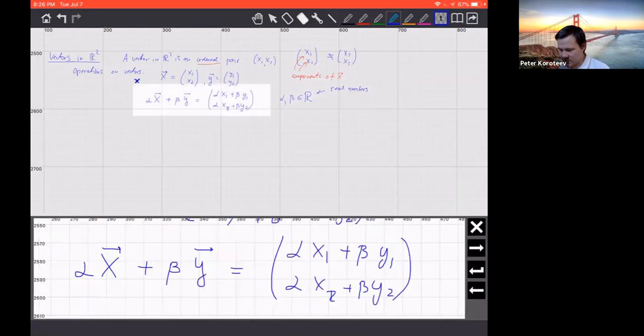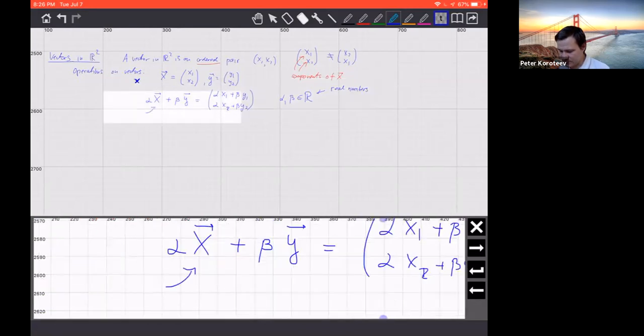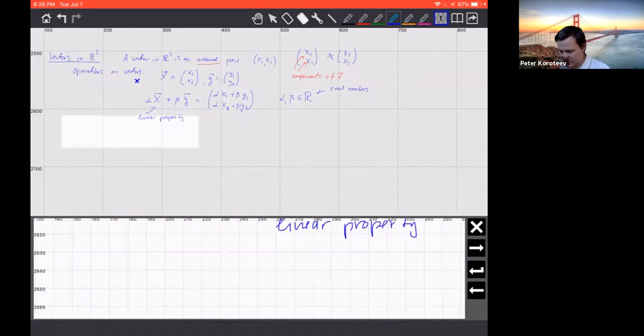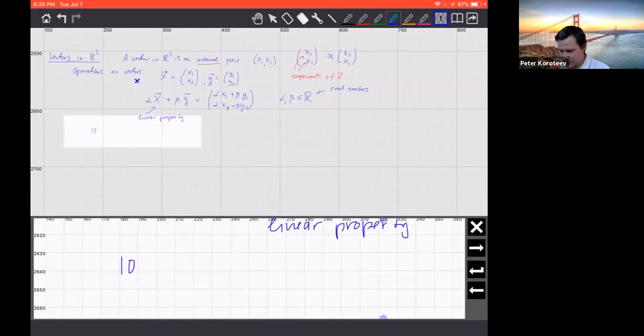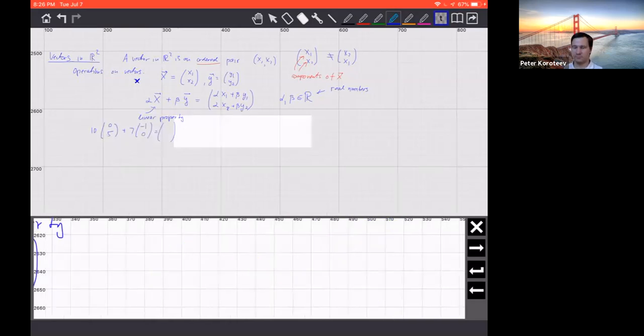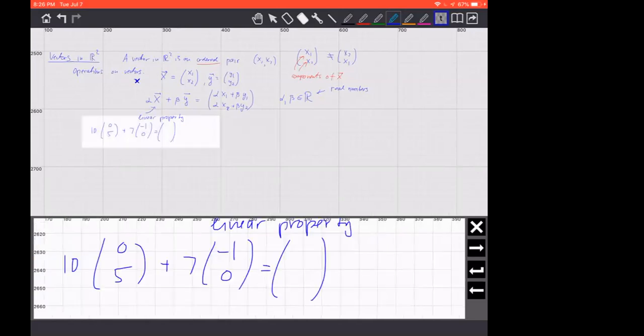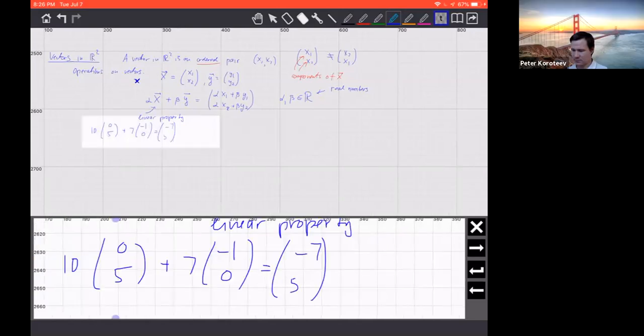So this property is called linear property. For example, if you have 10 times vector (0, 5) plus 7 times vector (-1, 0), what will be the components of this vector? -7 and 50. Yep, sure. That's good. Okay, so there's no problem with that.